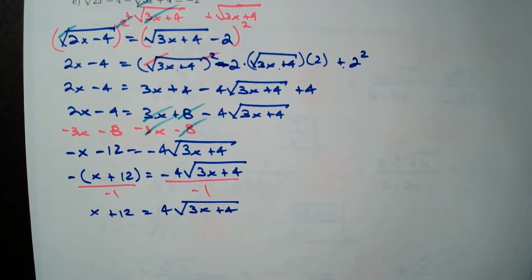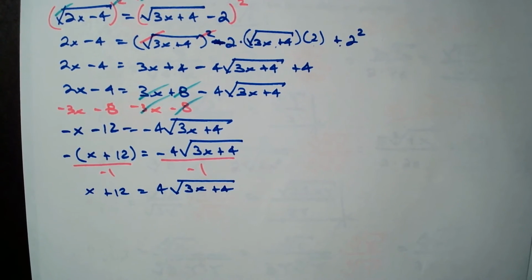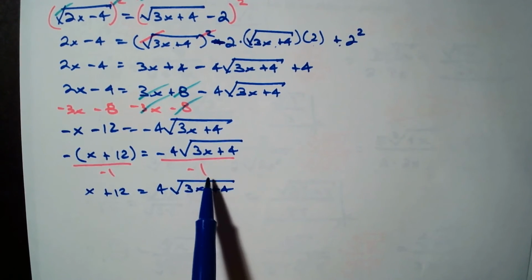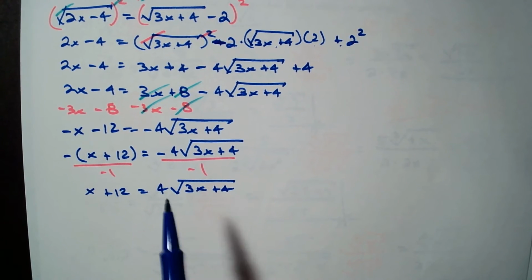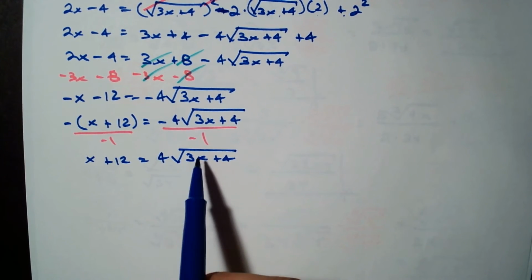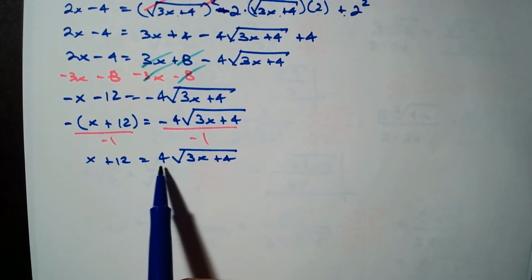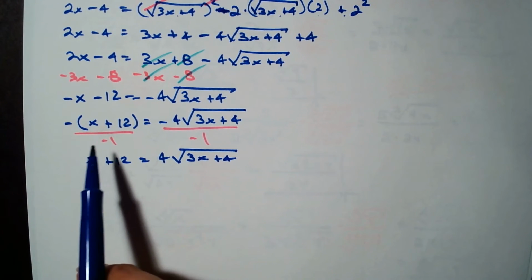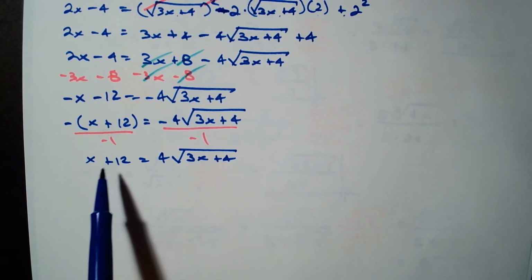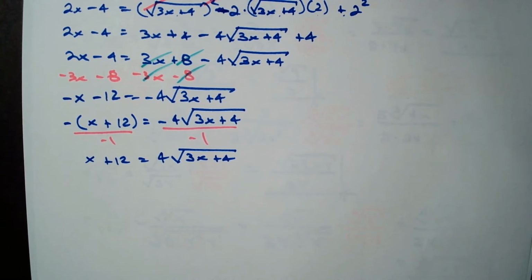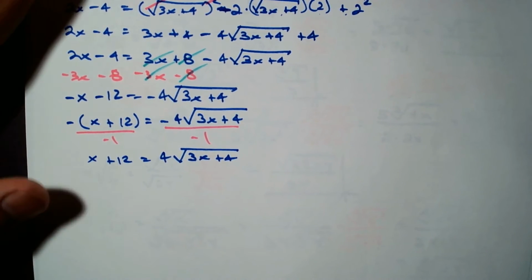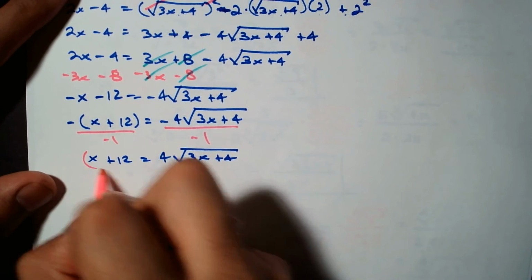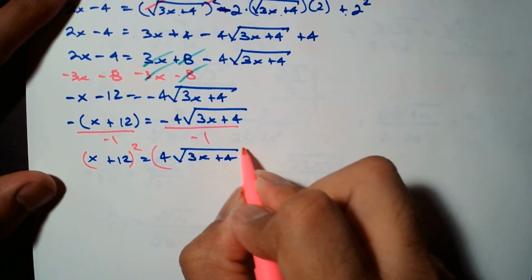All right, so what are we going to do in this case? Well, you want to isolate the radical. That's what you want to do. But to isolate the radical, we would need to divide both sides by 4, and the left-hand side would leave us with a denominator. So I'm not going to divide by 4 for that reason. Instead, I'm going to simply square both sides.